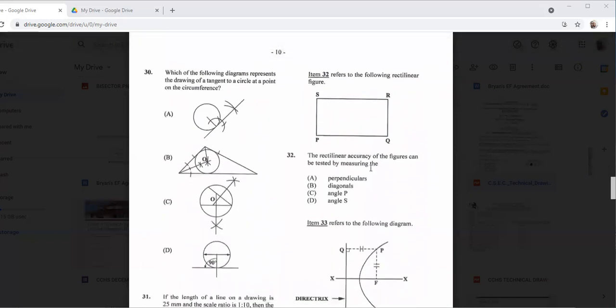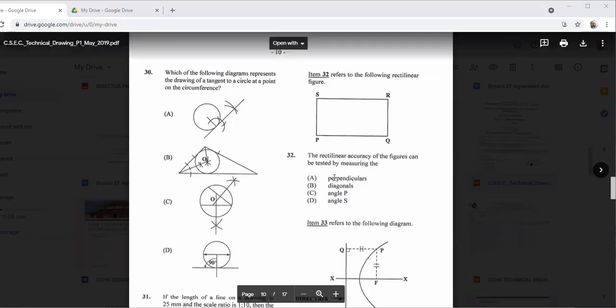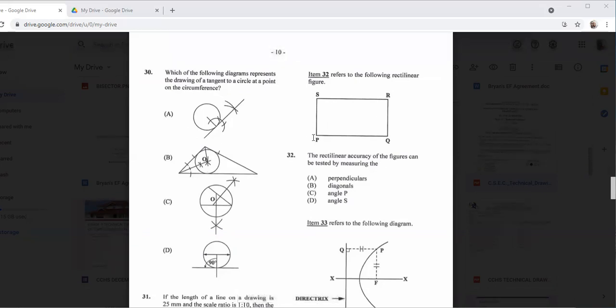32. The rectilinear accuracy of the figure can be tested by measuring the diagonals. So if from here to here is the same distance as from here to here, you know that the corners are square. So it's the diagonals from here to there, diagonals.